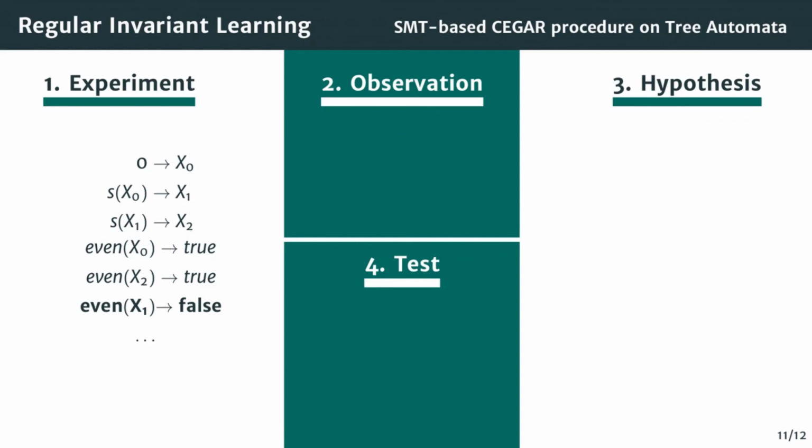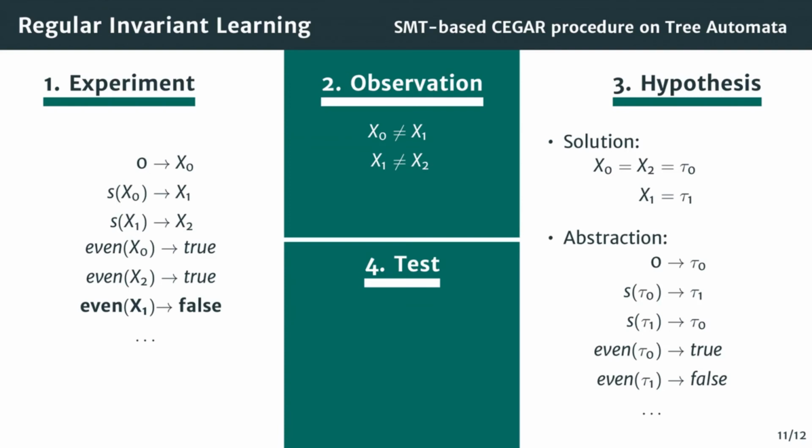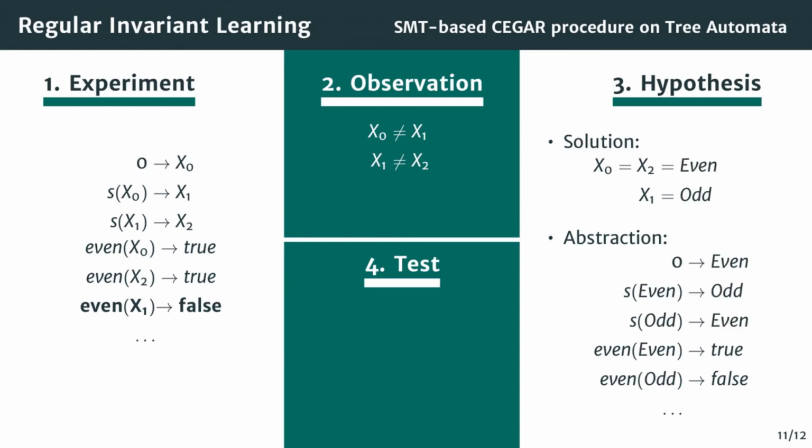To continue, we add even of 1 in our experiment. It rewrites to false. This time, we observe that in order to separate true from false, we need to have x0 different from x2 and x1 different from x2. By solving this new constraint system, we make a new hypothesis in which x0 and x2 are equal, away from x1. If we look closely, we can notice that this new potential abstraction separates even and odd numbers, which is exactly what we want. And this time, every input value is represented, and every possible rewriting rule is used. So we can stop the analysis here.